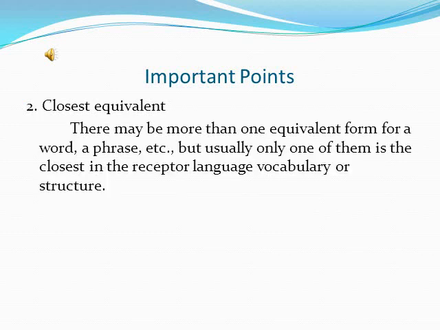The definition also says that the equivalent must have some qualities, one of them being closest. Usually there is more than one equivalent in the target language for a word or a phrase said in the source language, but usually one of them is the closest in the receptor language vocabulary or structure. That is what closest equivalent means. This is one of the points which differentiate a good translation from a bad one, or a bad translation from a worse one.